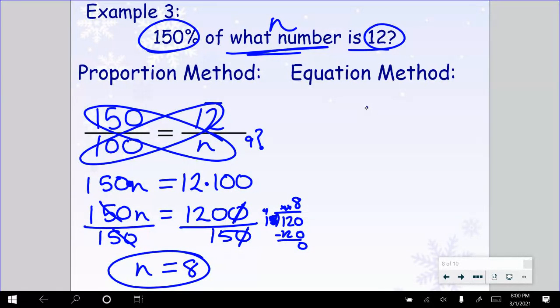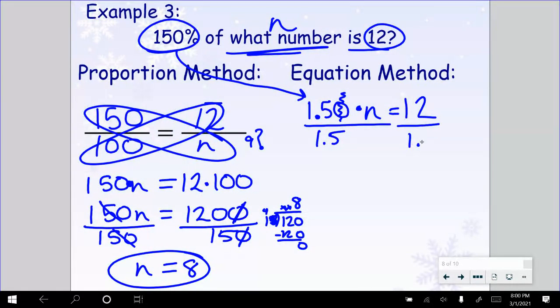Meanwhile, equation method. What number times n equals 12? Oh, wait a second. 150%. 150% is 150 hundredths, which I would argue you don't need that extra 0. So let's go ahead and divide both sides by 1 5/10, which is a little funky. So now we're going to change that to a whole number, and we're going to be fair to the dividend as well. Anything you do to the divisor, you must do to the dividend. And look at that, 120 divided by 15. I feel like we just did that.